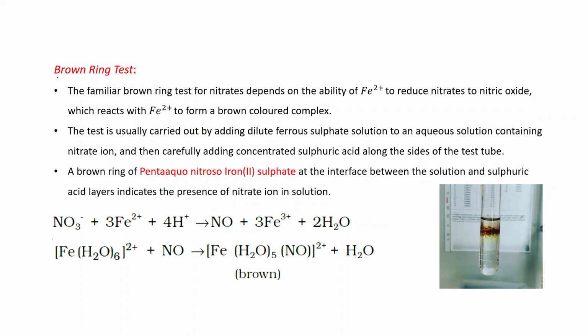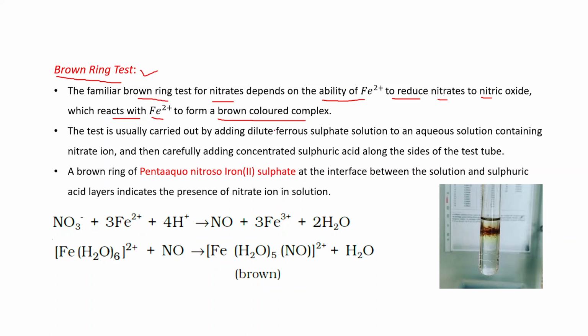Brown ring test. Dear student, this is the most important test in the chemistry laboratory. The familiar brown ring test for the nitrates depends on the ability of Fe2+ to reduce nitrates to nitric oxide, which reacts with Fe2+ to form a brown colored complex. That is, Fe2+ converts nitrate into nitric oxide, and then this nitric oxide reacts with Fe2+ and forms a brown colored complex.